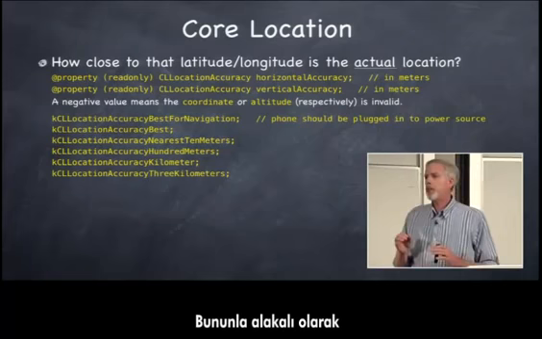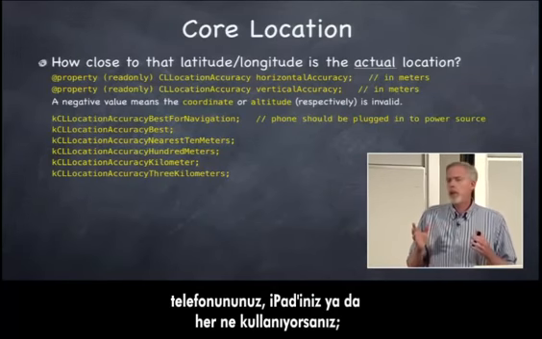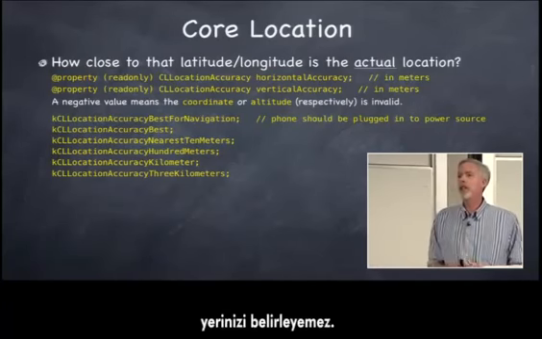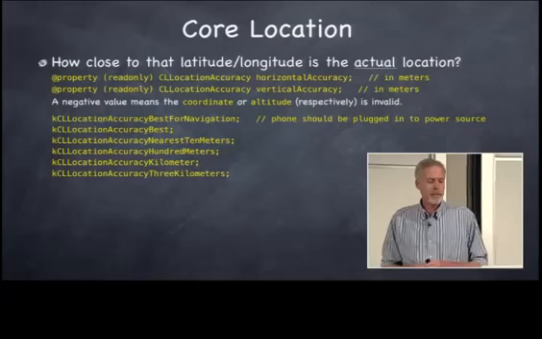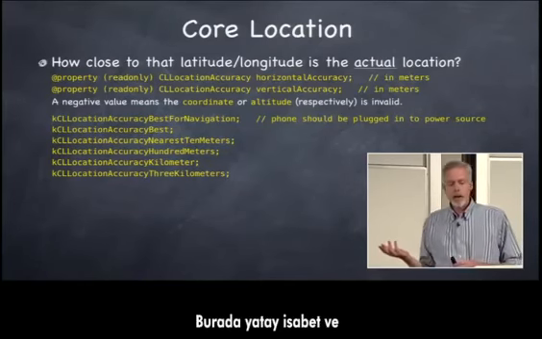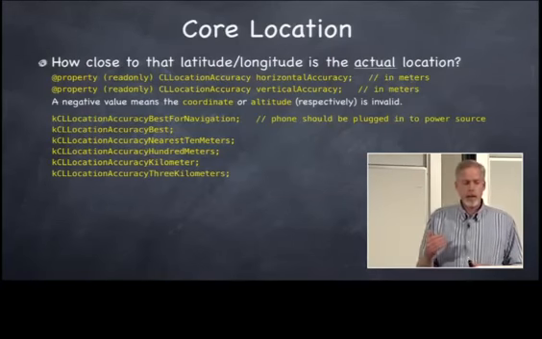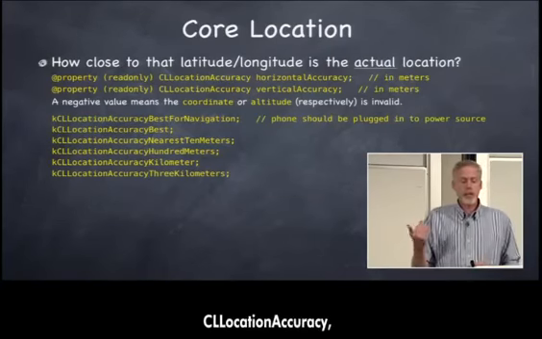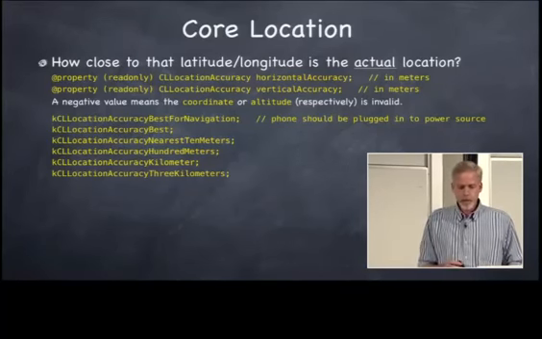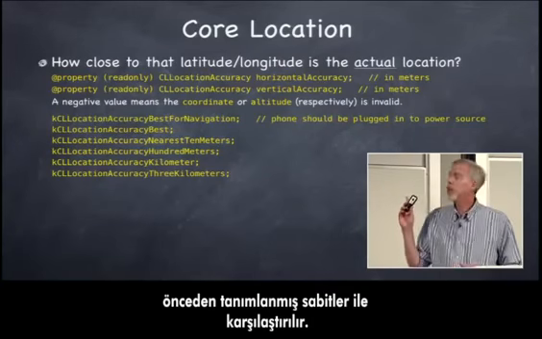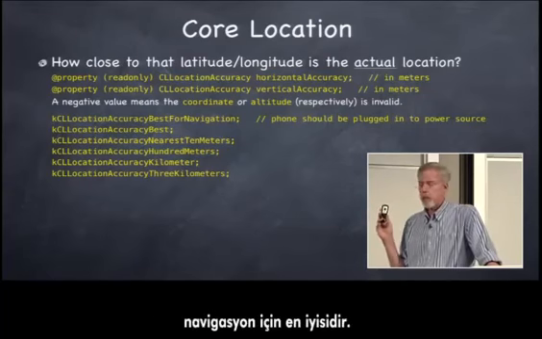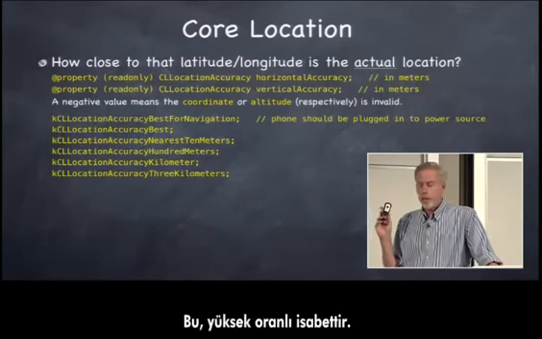Now, the thing about this though is your phone or your iPad or whatever is not a perfect locating device. It doesn't know exactly where it is on the planet, okay? So there's also a property in CLLocation called accuracy. There's horizontal accuracy and vertical accuracy. Now the type of this is CLLocationAccuracy, which is a double in the current implementation. But really we compare it against these predefined constants, okay? So there's kCLLocationAccuracyBestForNavigation. So this is the best possible accuracy.